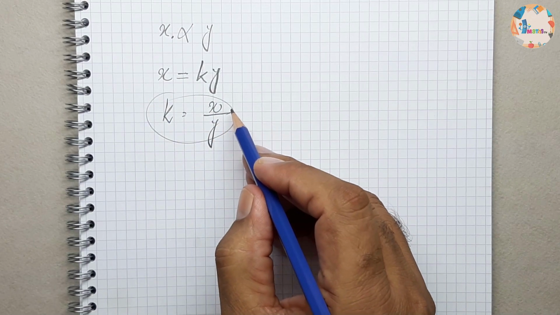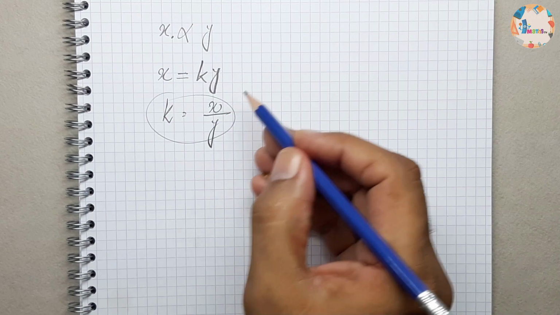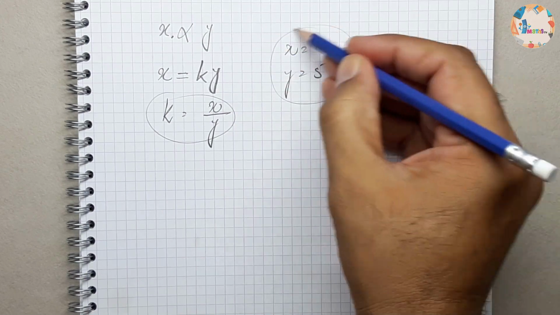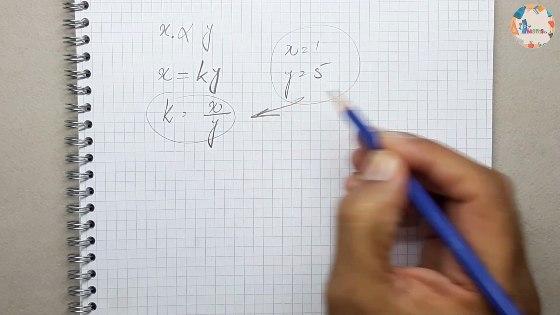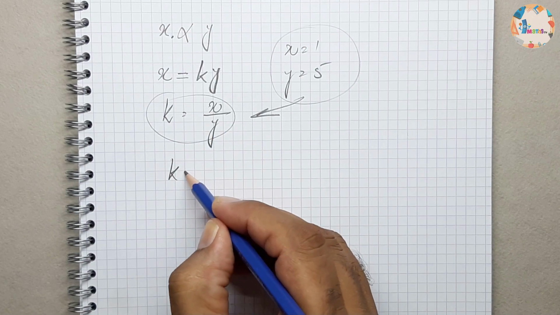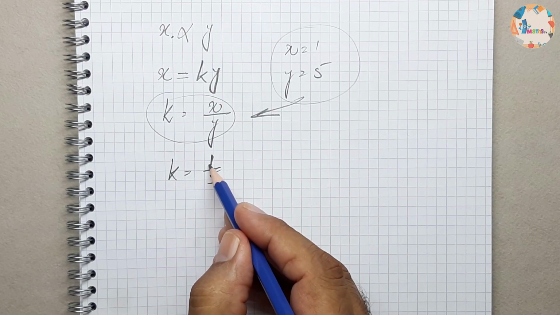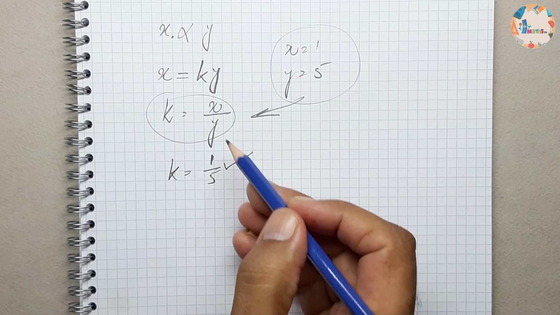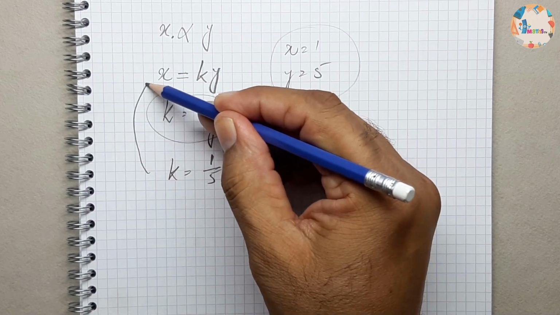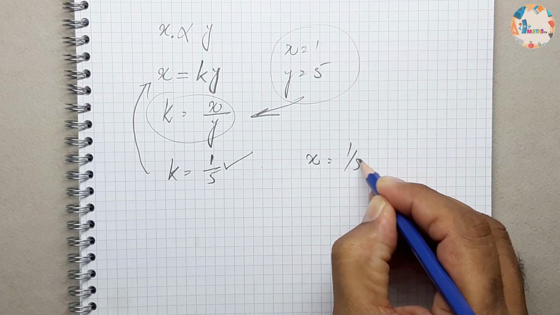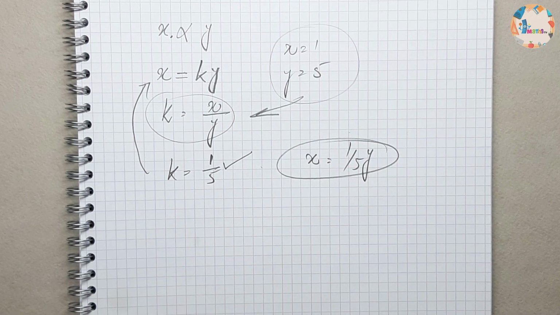In this type of question, one set of values will be given, for example x is equal to 1 and y is equal to 5, and we use these values to find the value of k. Here x is 1 and y is 5, so k is equal to 1 over 5. We replace this value of k in the equation, and our equation becomes x is equal to 1 over 5 y. We use this equation to find other values. So now we will go to the sample questions.